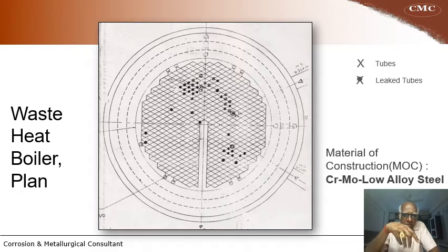This is a cross section of the waste heat boiler. This boiler is made of low alloy steel, chrome moly alloy steel. This is much better compared to carbon steel with respect to high temperature properties and also certain resistance to corrosion. You can see among approximately about 1,000 tubes, quite a number of tubes leaked. So this is a cross section showing the number of tubes leaked.